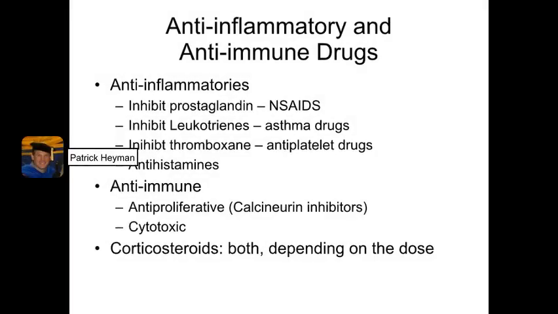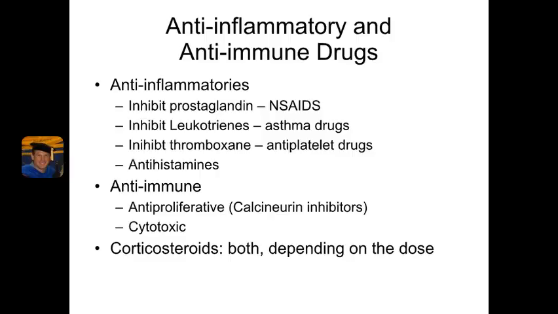When it comes to anti-inflammatory and anti-immune drugs, we have two categories. Anti-inflammatories are going to inhibit inflammatory mediators, and the anti-immune drugs are going to inhibit the actual immune system, typically by destroying T cells or preventing their proliferation. Steroids do both depending on the dose. At smaller doses, they are anti-inflammatory, and at higher doses, they are anti-immune.